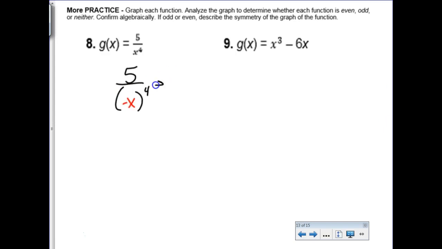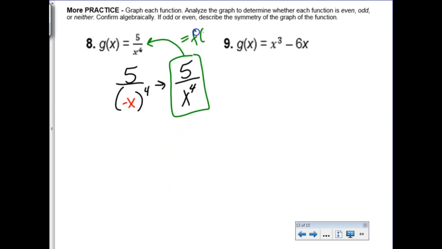All right, so what's going to happen here is the negative x to the fourth power is going to become a positive 4. So you have 5 over x to the positive fourth power. Can you please compare that to your original? It's exactly the same. So since they equal each other, what do you have? Even. And you're like, I got the hang of this. I know she kept telling me the powers didn't matter, but everything that had an even power was even.